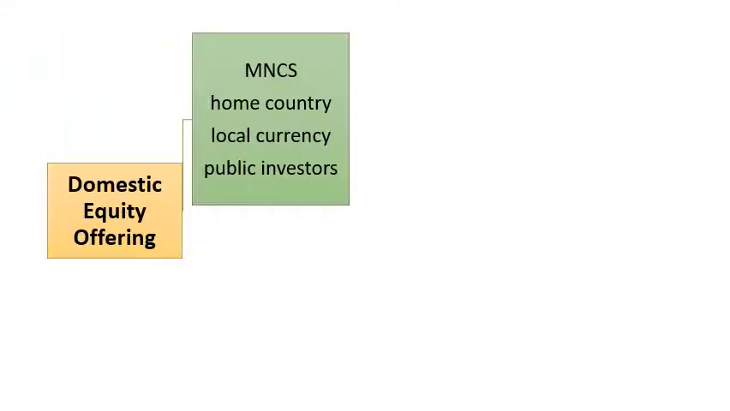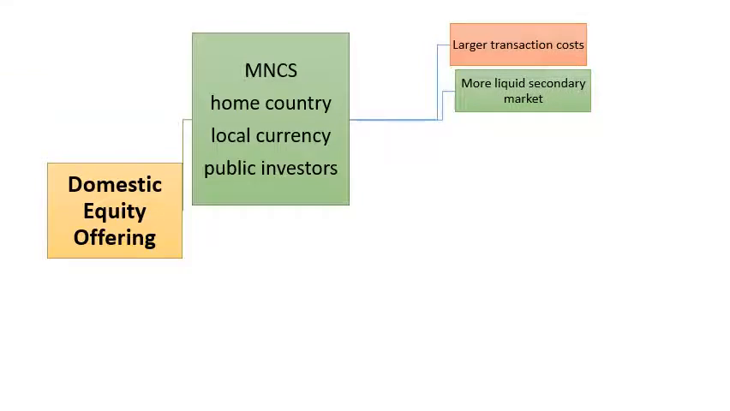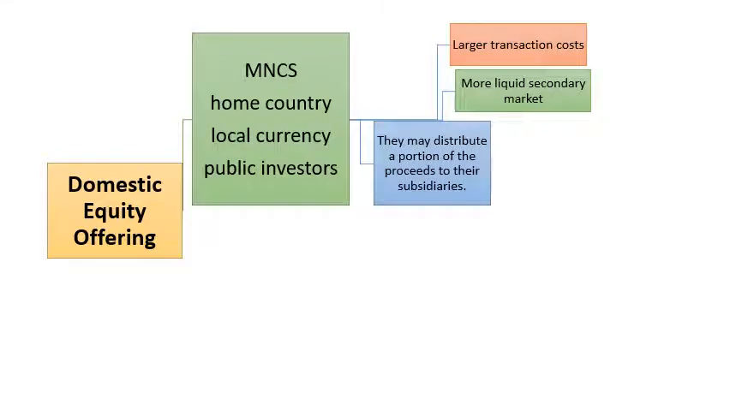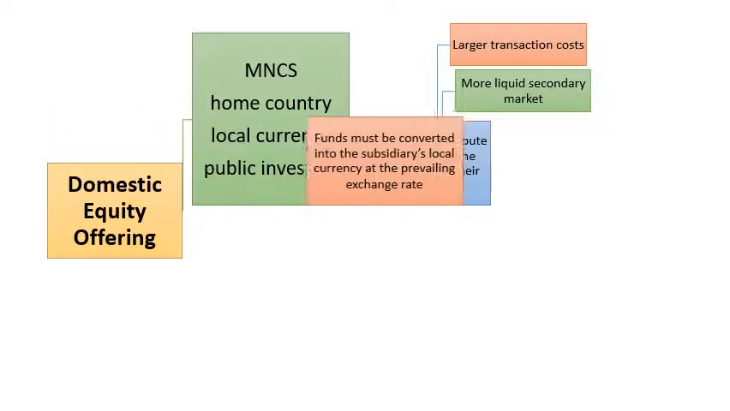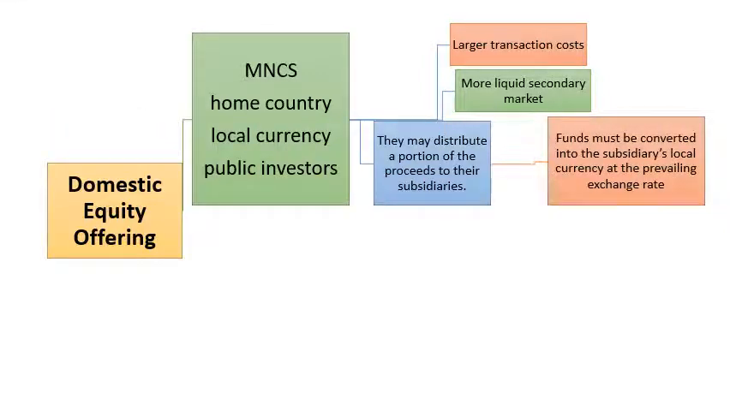The multinational corporations can issue shares in the home country in two ways. If they issue shares to public investors in the home country and in the home currency, it will involve large transaction costs, but it provides more liquidity to investors. And the multinational corporation will be exposed to forex, or foreign exchange, risk if it decides to convert a portion of the proceeds to their subsidiaries.